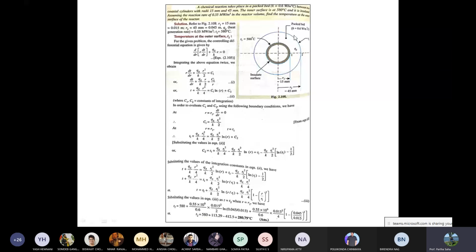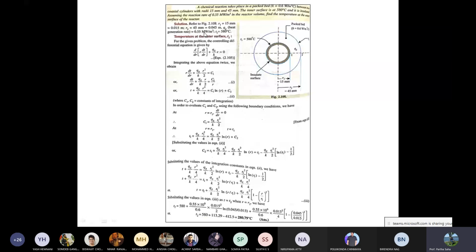All the parameters are given, right? Only you have to determine the outer surface temperature here, right? This temperature, the temperature of the outer surface T2. I think here the figure is given, R1 given, R2 given, heat generation QG also given 0.55 milliwatt per meter cube. Inside temperature T1 given 580 C.